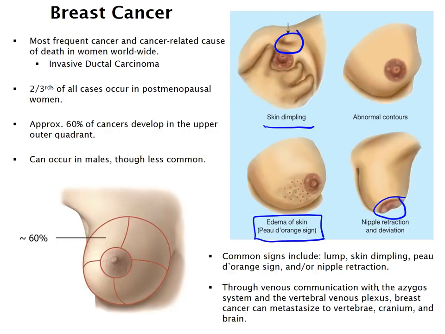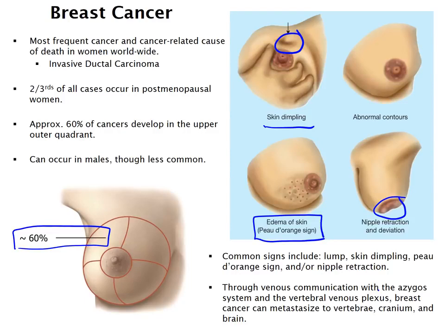The most frequent form of breast cancer is ductal carcinoma, which occurs in about 2/3 of cases in postmenopausal women. Approximately 60% of all cancers found in the breast are located in the upper outer quadrant of the breast. And although uncommon, males too can certainly get breast cancer.